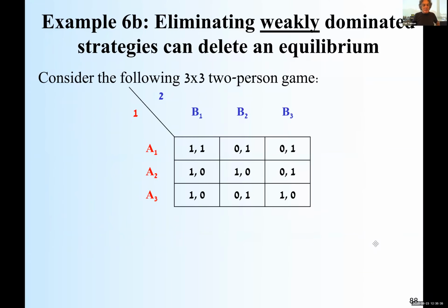Here's another example. Okay, consider the following 3x3 two-person game. This is really a striking example. The example is the following. Look, the best that both players can achieve is 1-1. And obviously it's an equilibrium because you cannot deviate and get more than one. The maximum payoff of each one of the players here is one. So actually this looks very, very attractive.